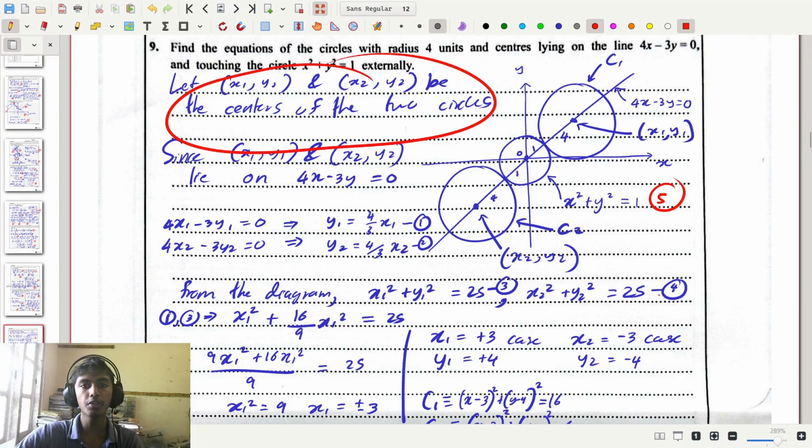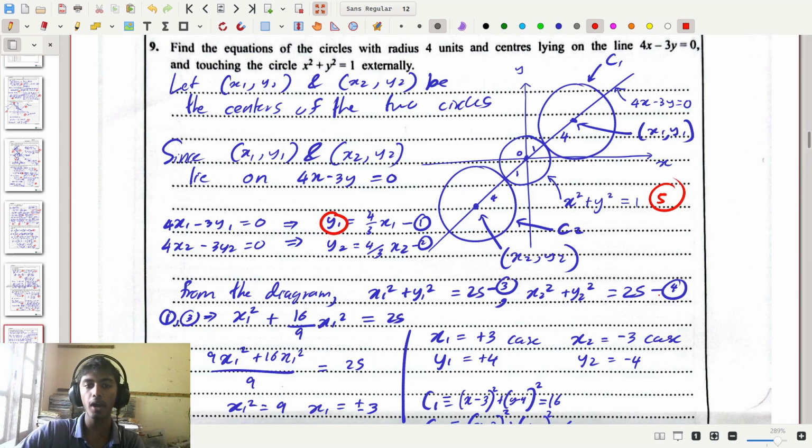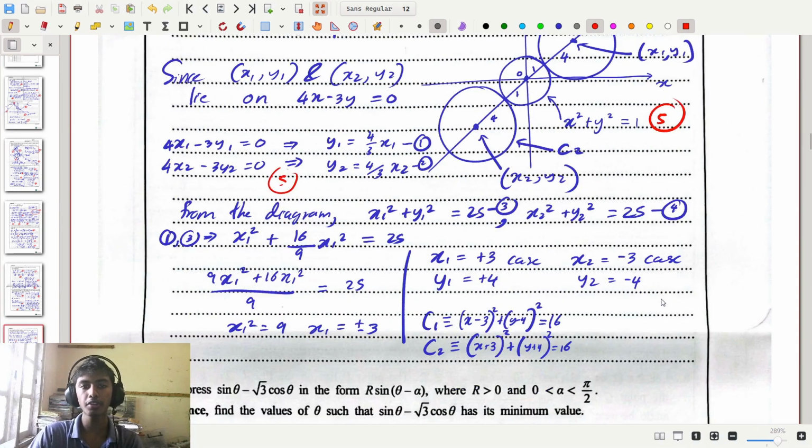For this bit where you define the 2 points, you're not going to get 5 marks. However, when you establish a relationship between y1 and x1 and y2 and x2, you're probably going to get 5 marks for that. Moving on, when you find the relationship between x1, y1 and the distance to the origin, as in you find x1, y1's distance from the origin is 5, and similarly x2, y2's distance from the origin is also 5, you're going to get 5 marks for that.